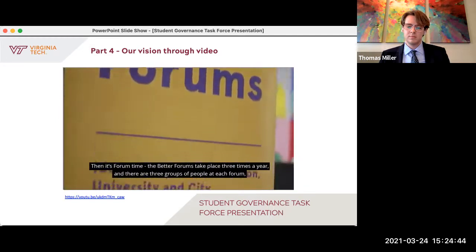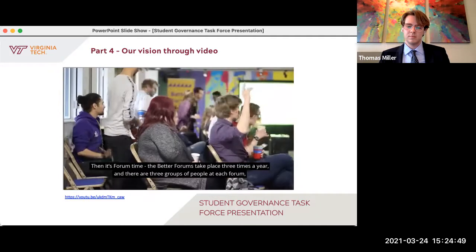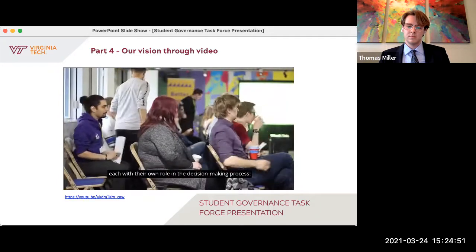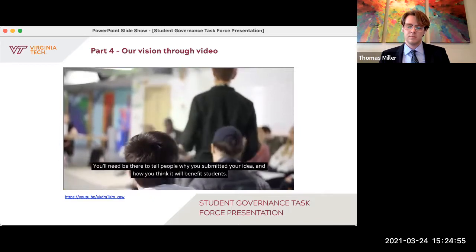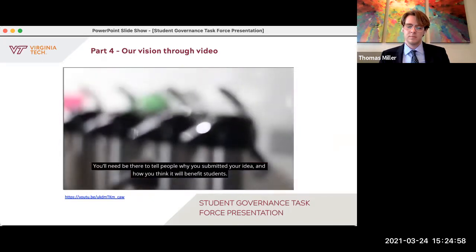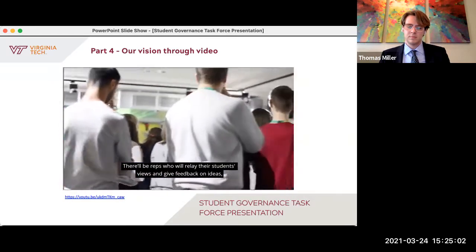Then it's forum time. The Better Forums take place 3 times a year, and there are 3 groups of people at each forum, each with their own role in the decision-making process. You'll need to be there to tell people why you submitted your idea and how you think it will benefit students. There'll be reps who will relay their students' views and give feedback on ideas.